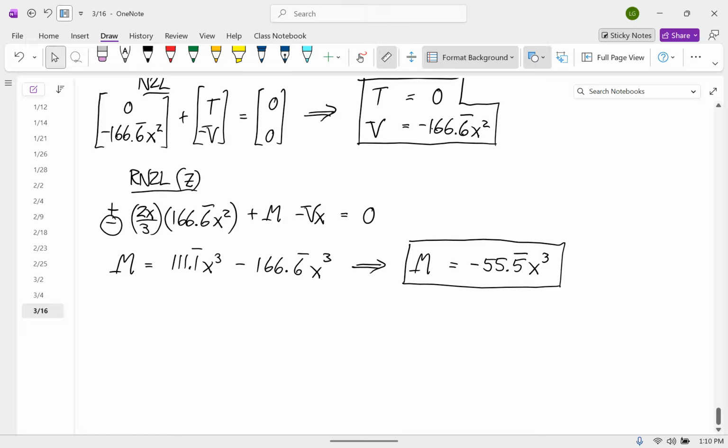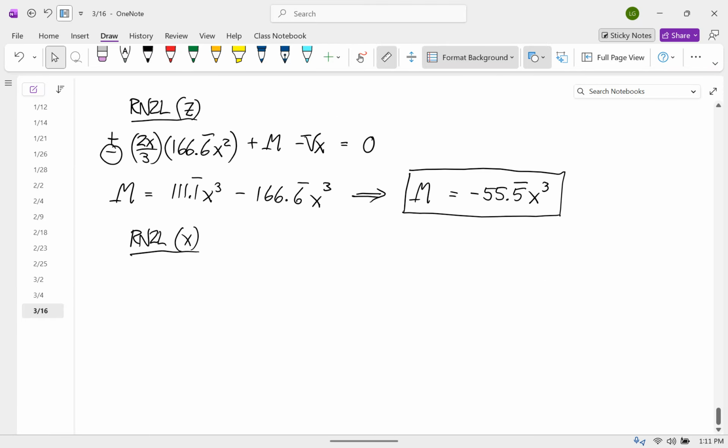And then we'll do the moment equation about the x-axis. That's the easy one. So all we have is a positive 300 plus our internal torque is equal to 0. And so the torque is equal to negative 300.